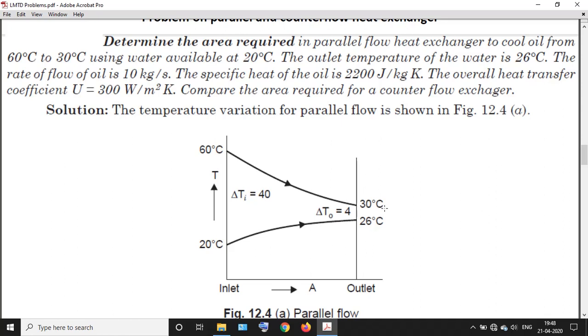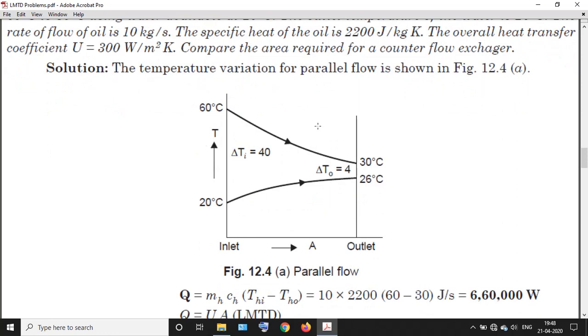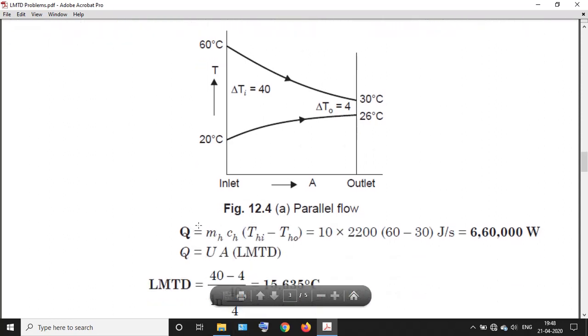So the only equation that is connecting area, LMTD and heat transfer is Q equals U A LMTD. So we have to find out the LMTD for this particular flow problem. Before we find LMTD, we need to find what is the heat transfer Q happening. Since all the temperature values and mass flow rate are given for the hot fluid, we can find out the heat transfer rate for the hot fluid as m dot h Ch into Thi minus Tho. All values are known, which accounts to 660 kilowatts.